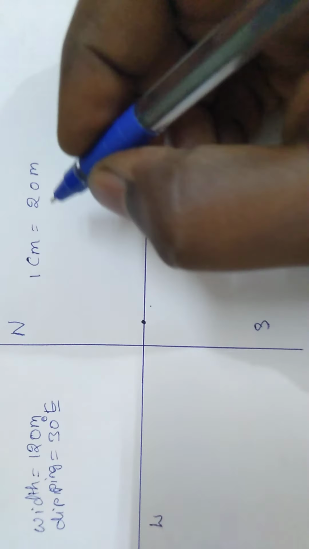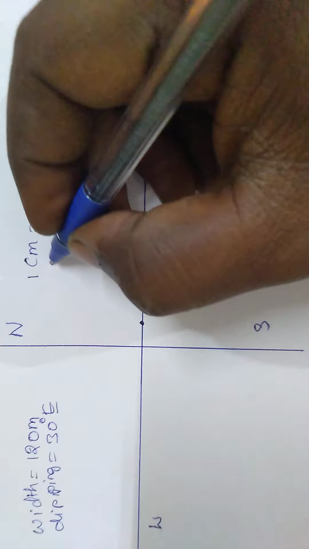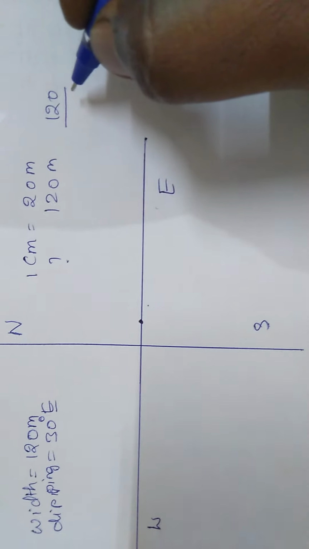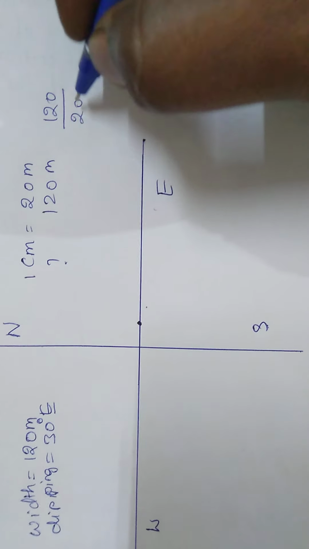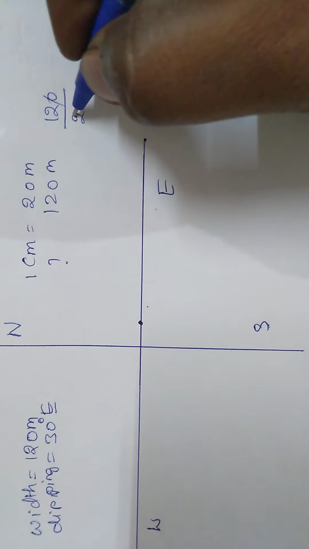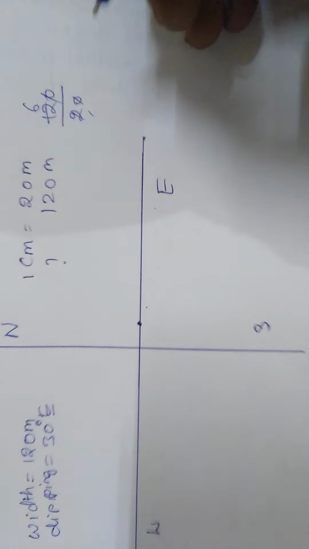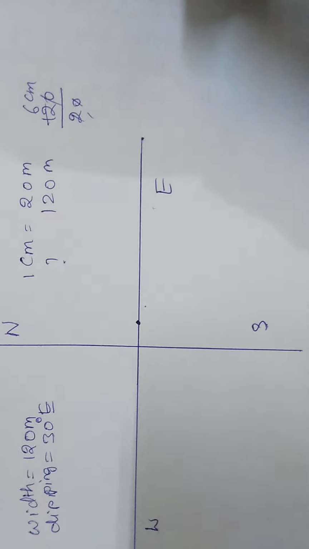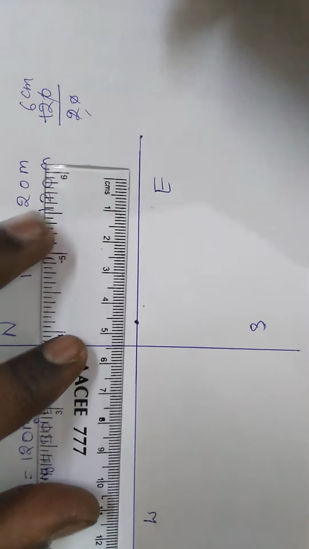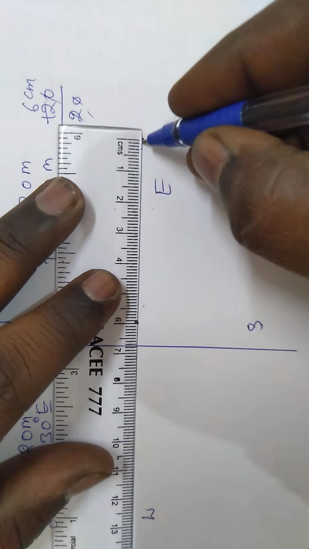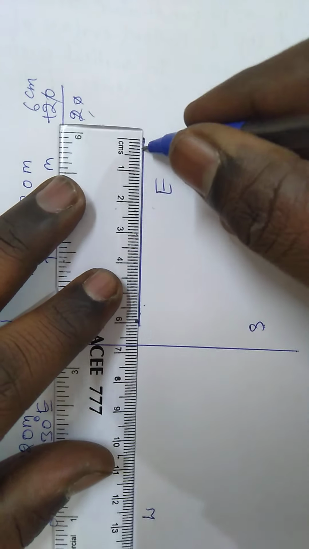Now you need to calculate for 120 meters. For 120 meters, how many centimeters? You can divide 120 by 20. The zero gets cancelled, 2 ones are 2, 2 sixes are 12. Now you need to take 6 centimeters. From here to here it is 6 centimeters. Mark out 6 centimeters.